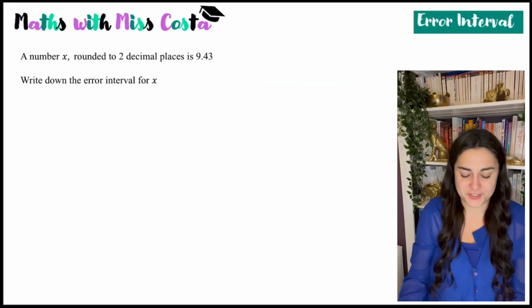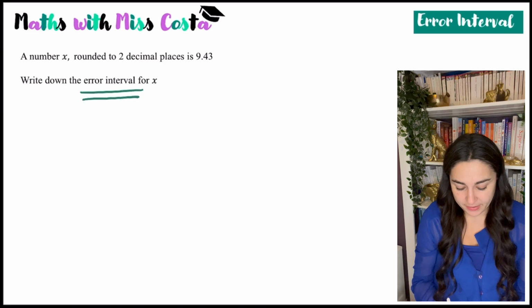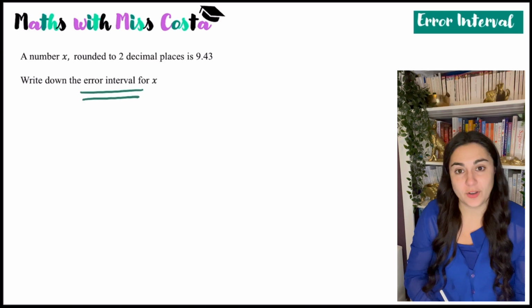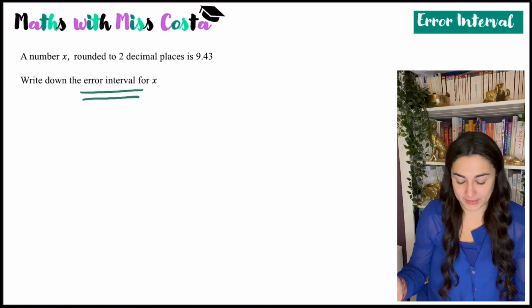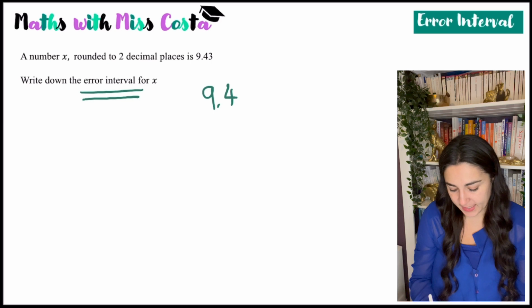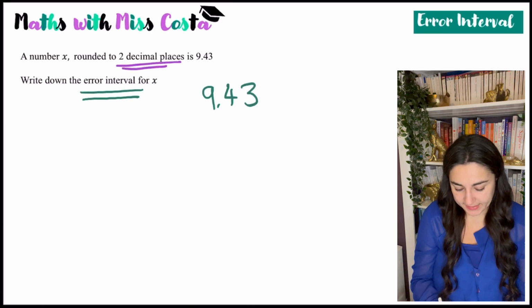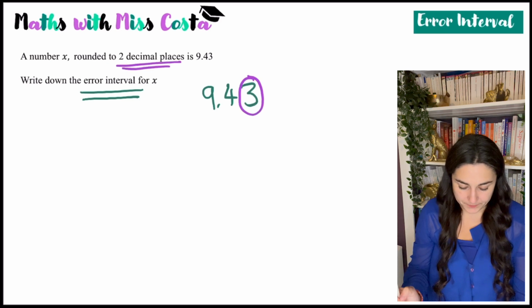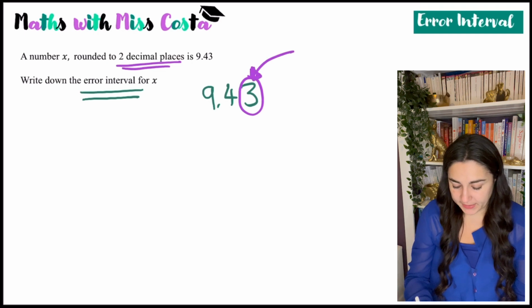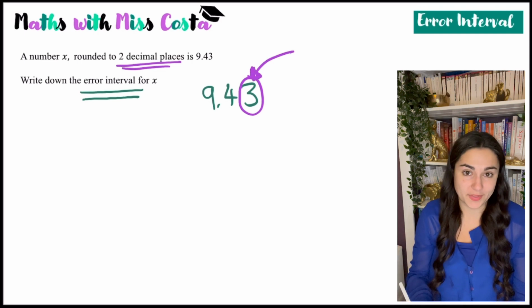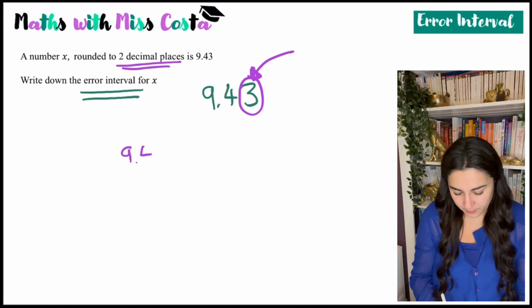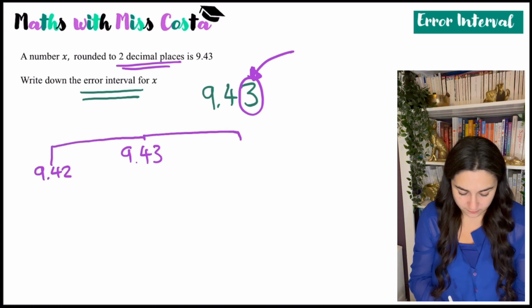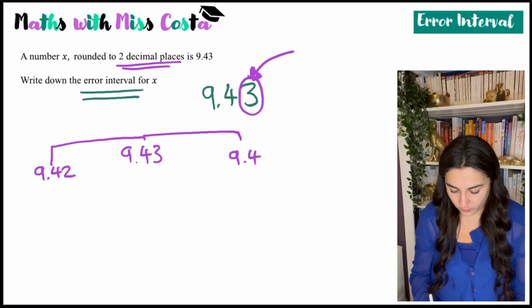Okay, so here I'm being asked to work out the error interval. So an error interval is essentially your number expressed as an inequality telling you what the lowest possible value of it would be and the highest possible value of it would be. So 9.43 is rounded to 2 decimal places and it becomes 9.43. So essentially what's the lowest possible thing it could have been and the highest possible thing it could have been in order to round to 9.43? Well, I look at 9.43 on a number line. And it could have been 9.42 or it could have been 9.44.